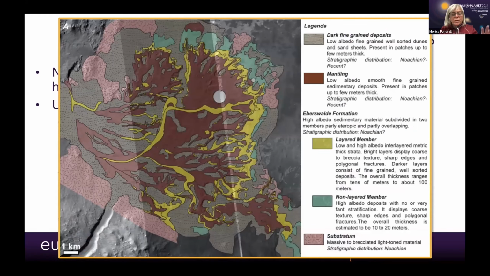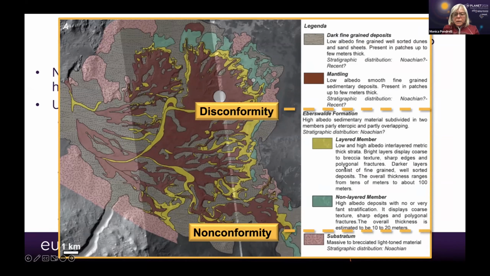So this is the map, the very same area, the Eberswalde crater, but a geological map. So, as objective as possible. We have a substratum, which is this one, the older one. Then we have a light tone unit, a layered member and a non-layered member, covered by what we call the mantling unit, a dark tone unit, and then aeolian bedforms. Between the substratum and the layered unit, the light tone unit, we have an unconformity. Another unconformity is the one we saw before between the light tone unit and the dark tone unit.